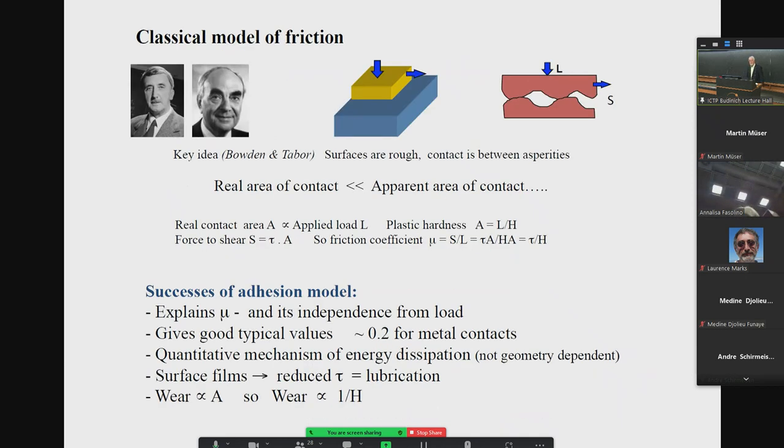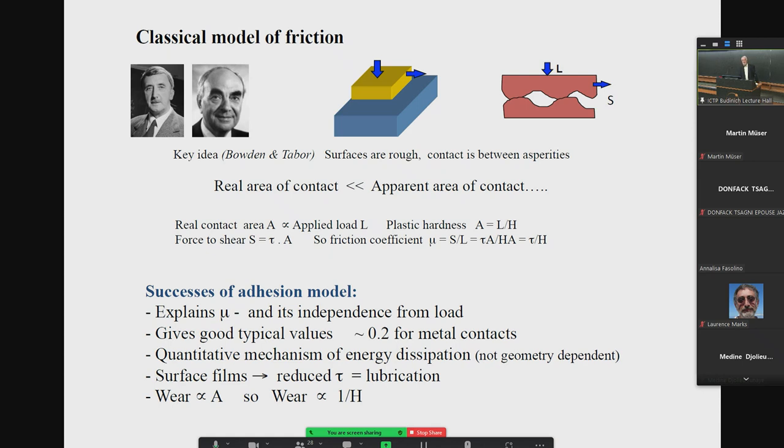Okay, just a quick review of the old stuff, which you know all about, from these two gentlemen here. And, of course, the history of this is basically the realization that the real area of contact is smaller than the general. So you know all this. All I want to do here is point out why this is useful and why engineers are still attracted to it. There's five things it does.